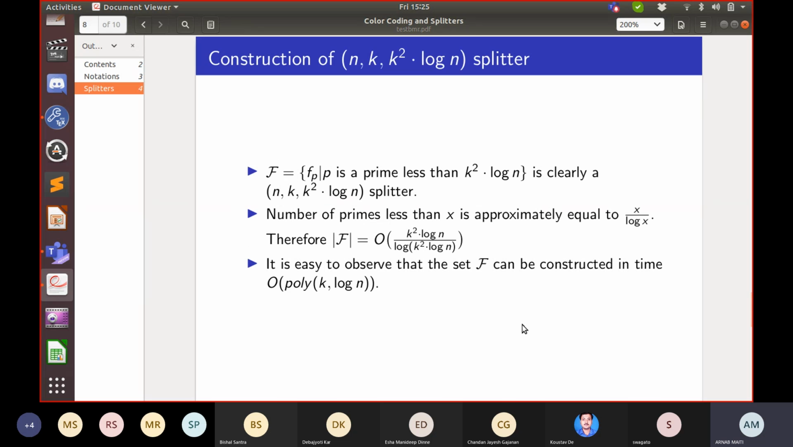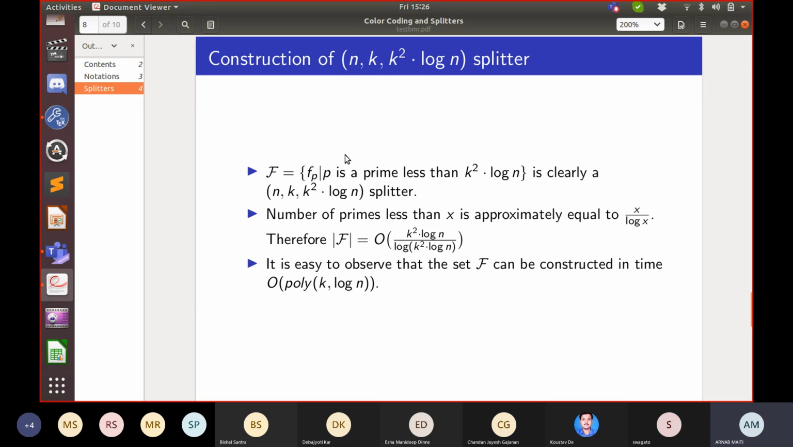And now what is our splitter? This is our splitter, like Fp such that P is a prime less than k square log n. Because as we showed in that lemma, if we take any set S of size k, we'll have a prime P such that the function Fp will color each element of that set S differently. Okay. So this is a property which we wanted. That's why, since it satisfies this property, it is a k square log n splitter.